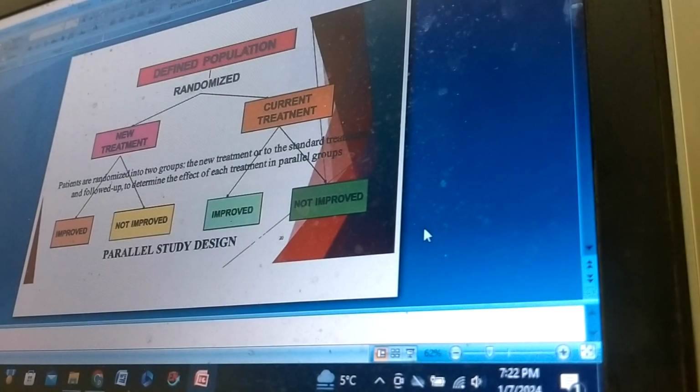Defined populations. Randomized new treatment, chronic treatment. Patients are randomized into two groups, the new treatment or the standard treatment, and are followed up to determine the effects of each treatment in parallel groups. Treatment groups: improved, not improved. Current treatment: improved, not improved.